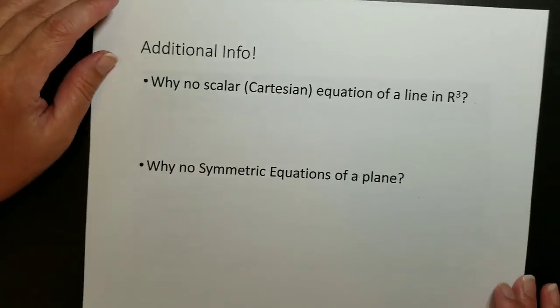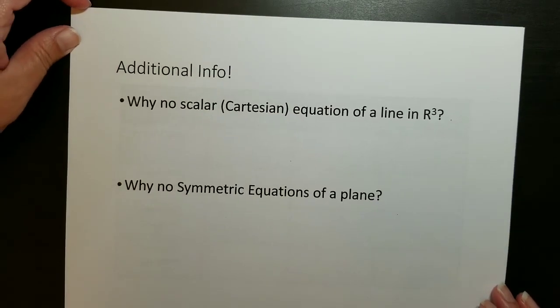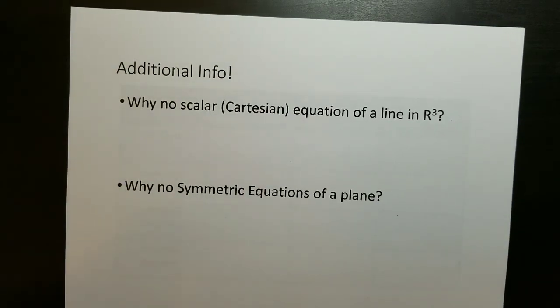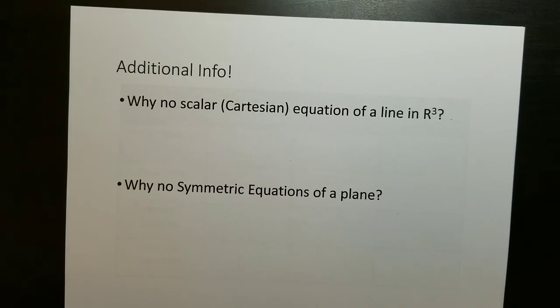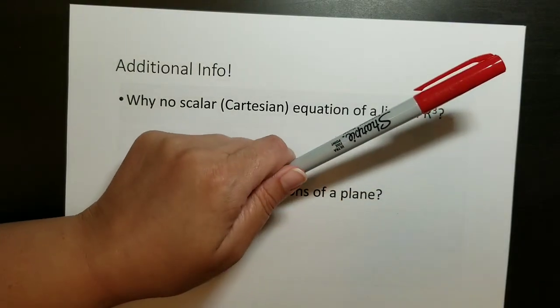Last thing is a summary of all of these different types of equations, so we've got lines in R2, lines in R3, and planes. So we talked a little bit about this. First of all, why is there no scalar or Cartesian equation of a line in R3? That's the thing I did in the previous video where I was waving markers under the camera. I don't know how helpful it would be.